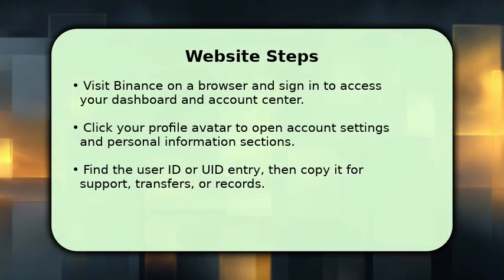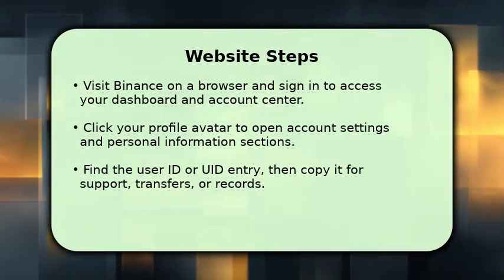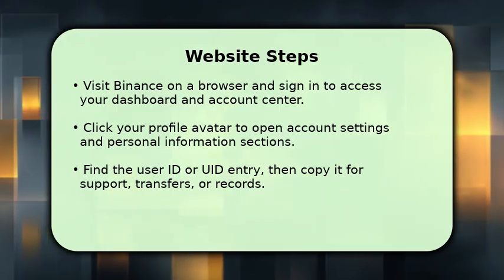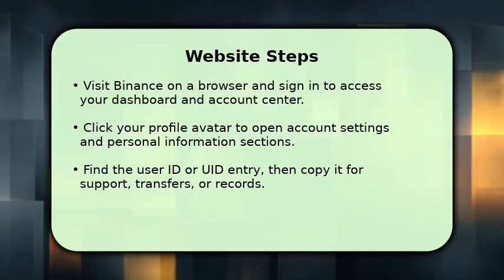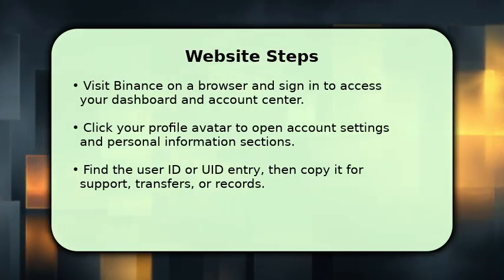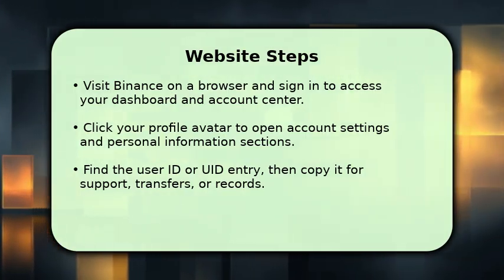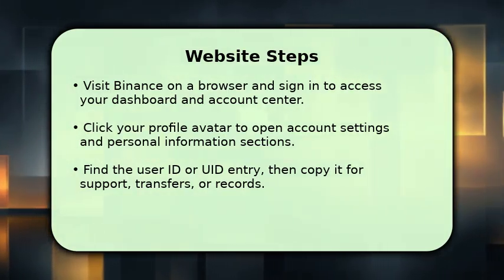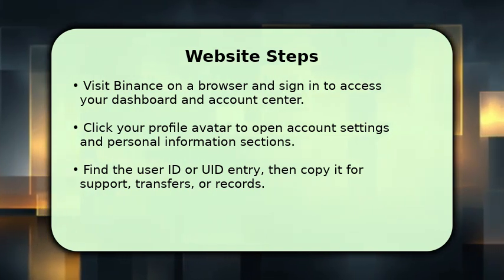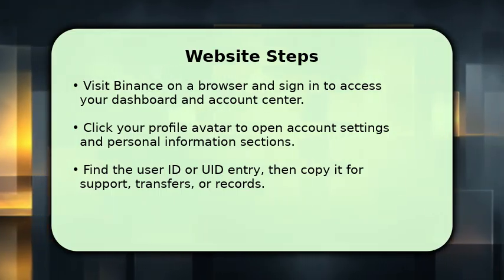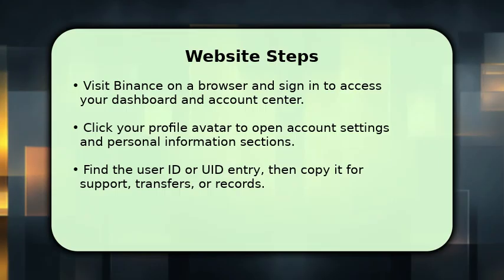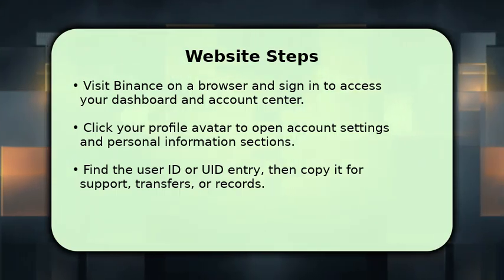On the Binance website, sign in and go to your dashboard to access the Account Center. Click your profile avatar, then choose Account Settings or Personal Information to open the detailed view. Look for the User ID or UID field, which is typically displayed with other identifiers like email and verification level. Copy the ID directly or write it down for support requests, referrals, or record keeping, and keep it private to protect your account.